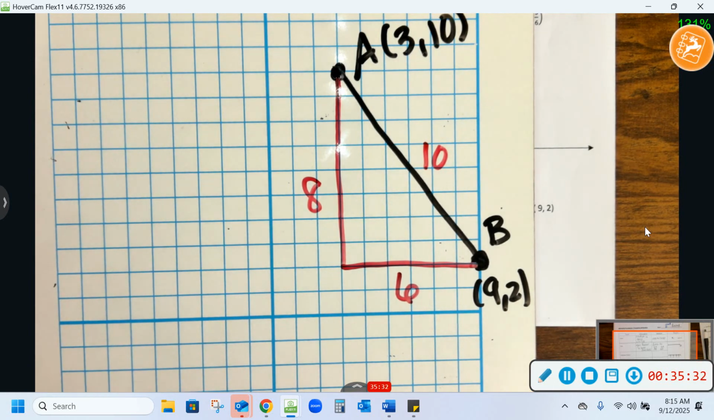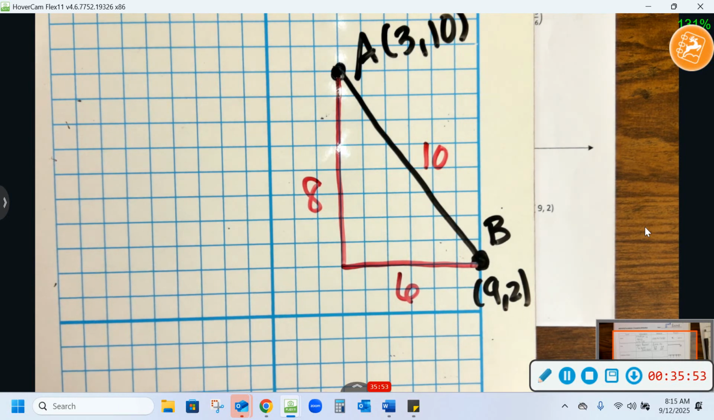I can do the Pythagorean theorem. 6 squared plus 8 squared. 64 plus 36 is 100. Right. So I end up getting the square root of 100, which is 10. But this is also a very special case called a Pythagorean triple. And a Pythagorean triple is any time we have all whole numbers that satisfy the Pythagorean theorem.